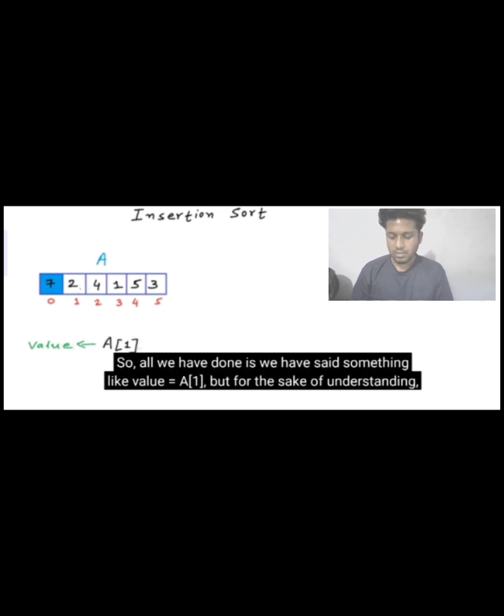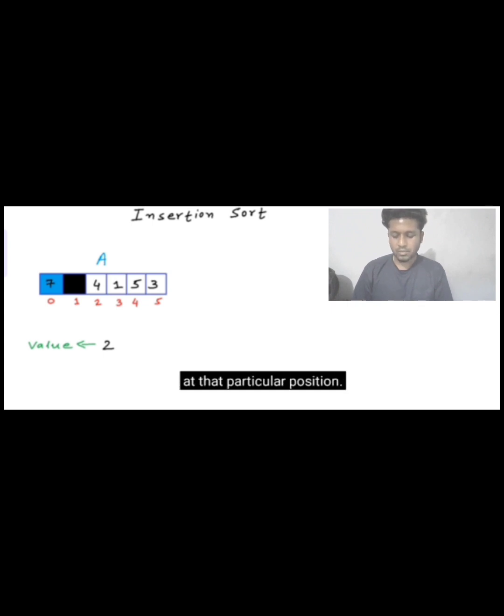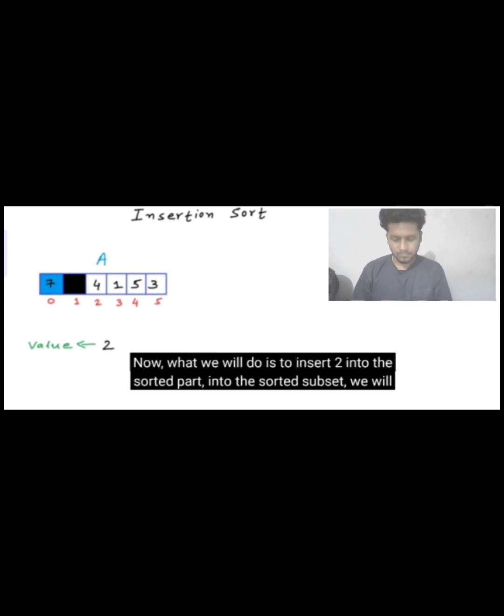So all we have done is we have said something like value = a1, but for the sake of understanding let's assume the position, and we have created a hole there at the particular position. Now we will insert 2 into the sorted subset. We will shift all numbers greater than 2 in the sorted part by one position to the right. We will have only one element at this stage in the sorted subset, 7, which is greater than 2.